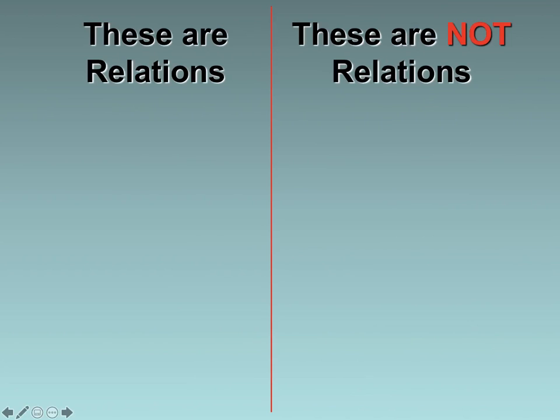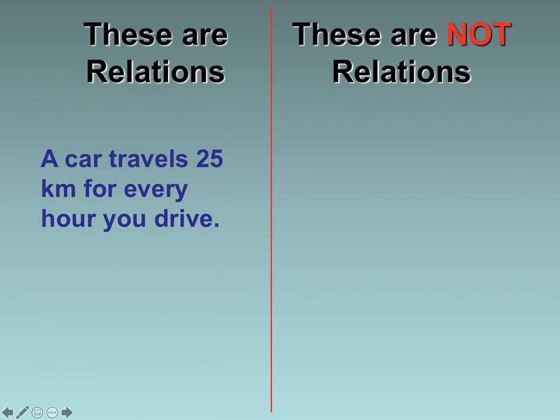Really, we can look at this a little bit later as involving two variables. It's a relation between two changing quantities. One quantity changes, and that makes another quantity change. One number changes, that makes another number change. To give you an example of what we're talking about when we talk about these relations between numbers, between variables, look at the left. You see this is a relation: a car travels 25 kilometers for every hour you drive. As the number of hours changes, the total number of kilometers that you drive changes. Those two numbers change together. There's a relation between them.